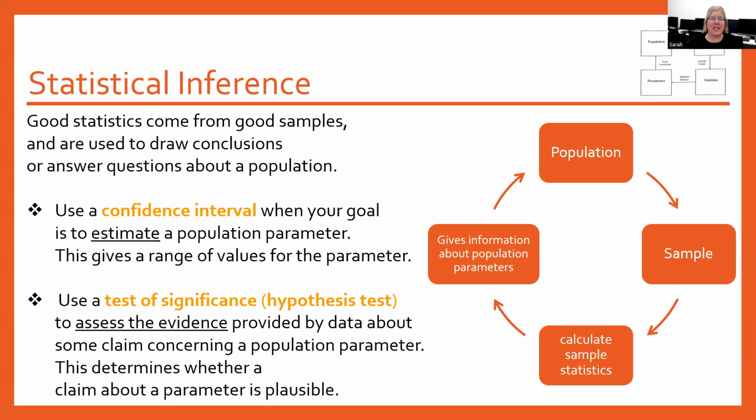So we have two statistical processes that we're going to use in this unit. The first one is a confidence interval, and we'll use that when your goal is to estimate a population parameter. So what this will do is give us a range of values for that parameter. And the other one, we'll look at in Chapter 17, is a test of significance or a hypothesis test. What that does is it assesses the evidence provided by the data about some claim concerning our population parameter, and it'll determine whether that claim about a parameter is plausible or not.